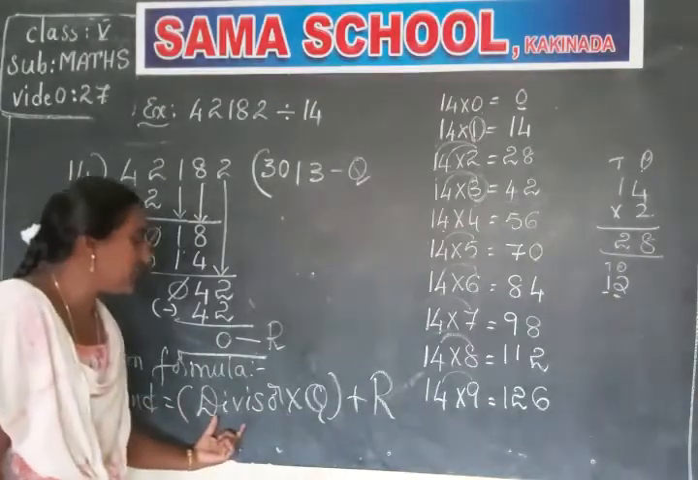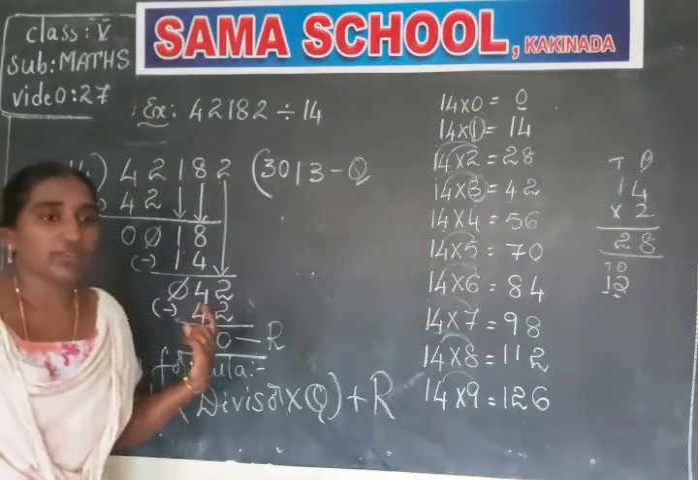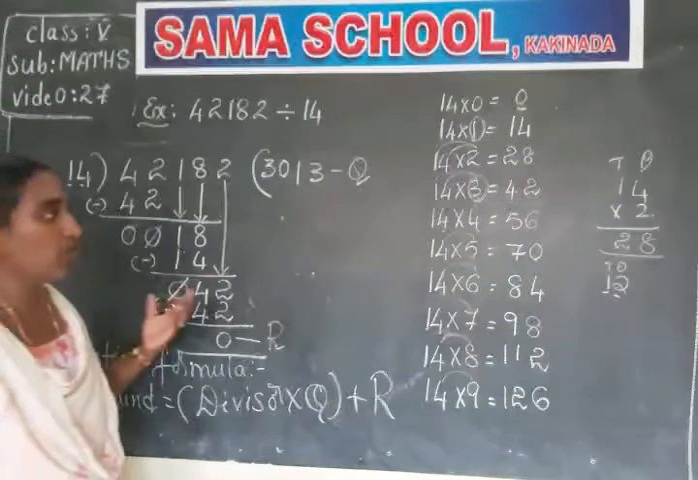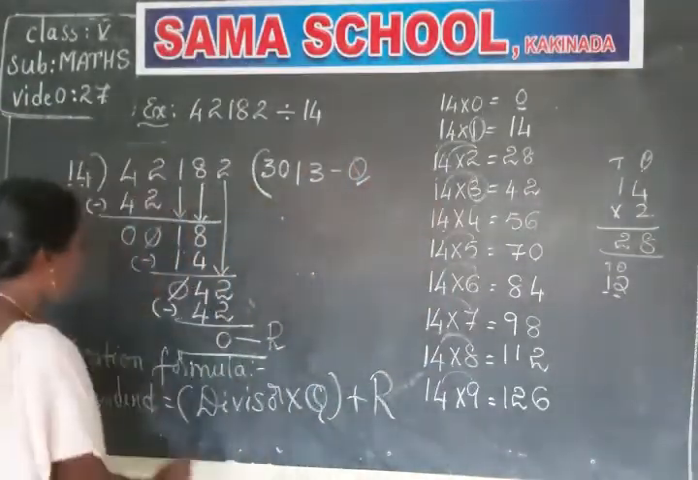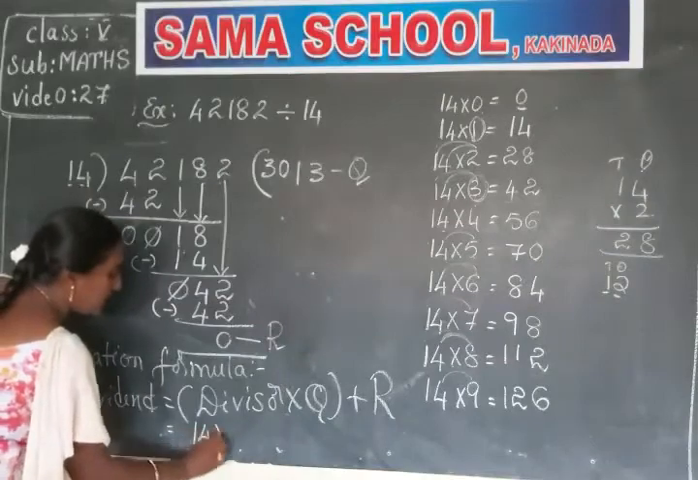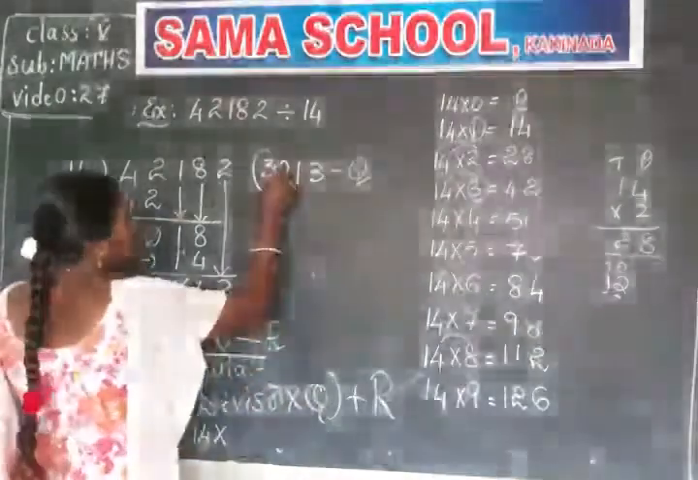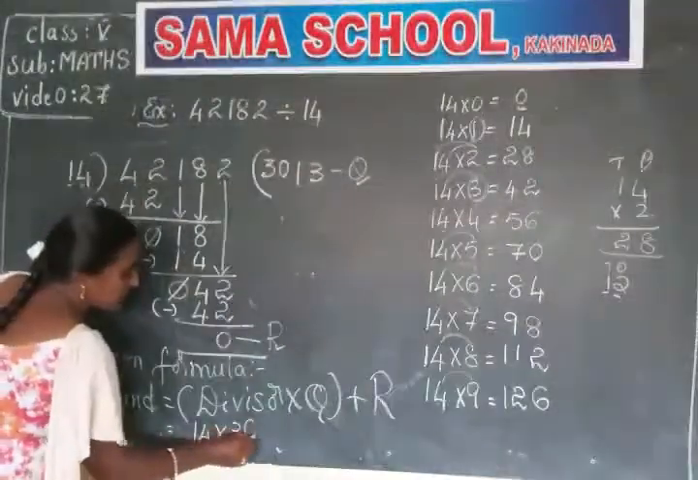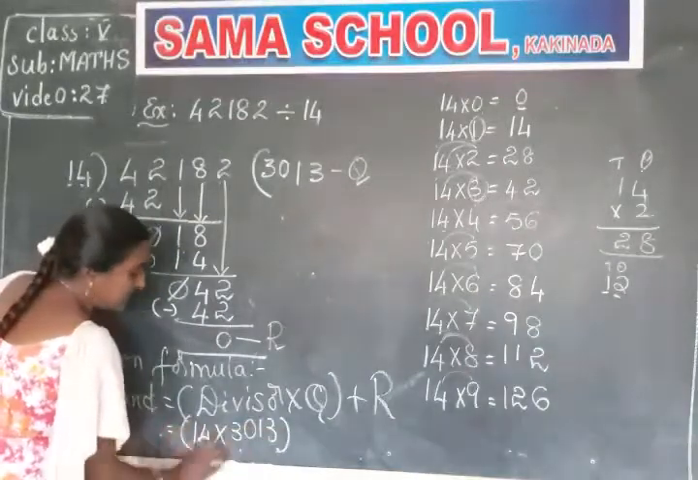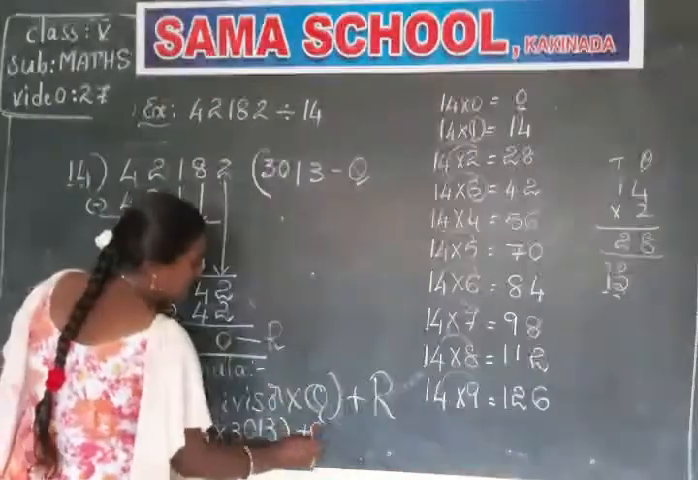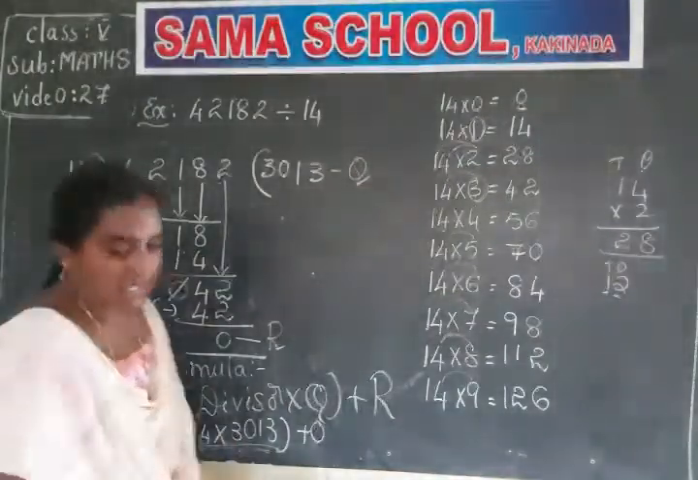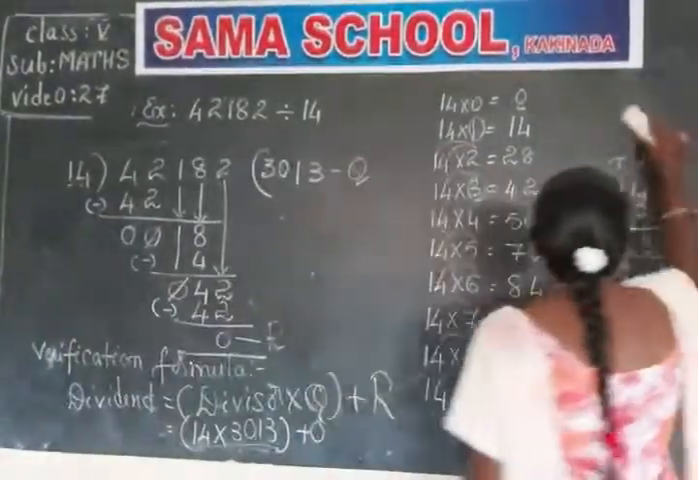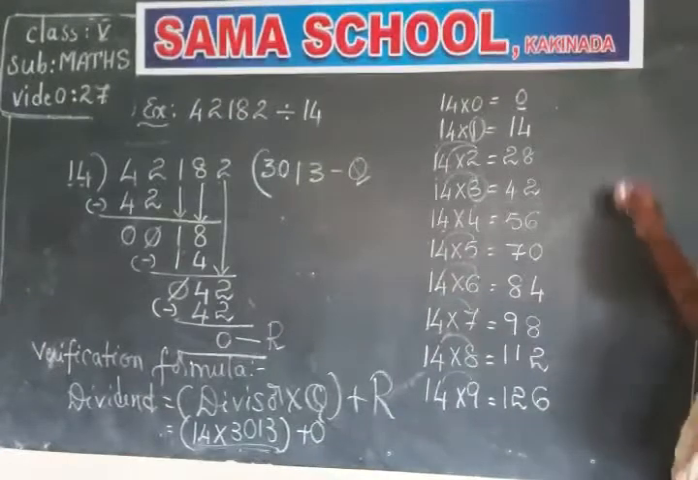Here, what is the divisor? How to remember what is the divisor? I told you, whatever table we are writing, that is known as divisor. So, divisor means 14 into quotient. What is the quotient we got here? 3013 plus remainder. Remainder is 0. So simply we can multiply these two numbers. Here I am doing the verification. What is the quotient we got here?